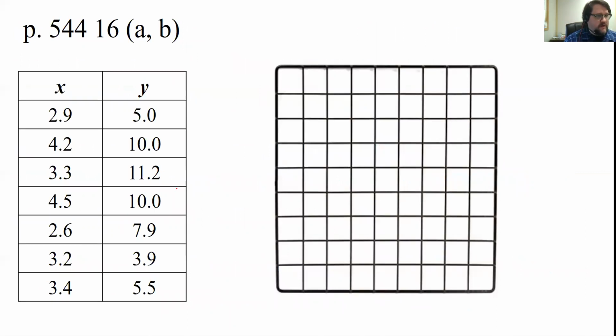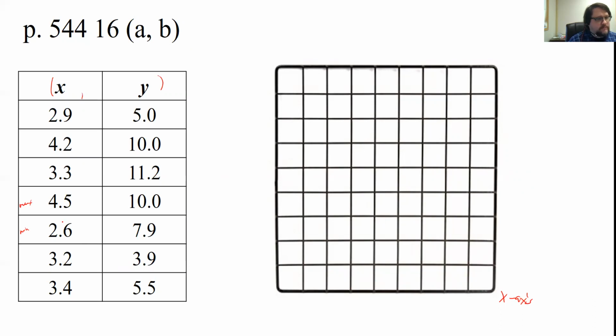So let's say we had this. We're going to look at number 16 on page 544, and they gave us this data set. Their data set in the book is going to go horizontal because it fits the book better, but I'd rather look at these vertically. And we're going to plot these points. So these are basically XY pairs. We're going to have to scale this. When you're scaling it, you want to see what's the smallest value. It looks like 2.6 is the minimum value, and probably 4.5 is the maximum. Those are our x-axis values.